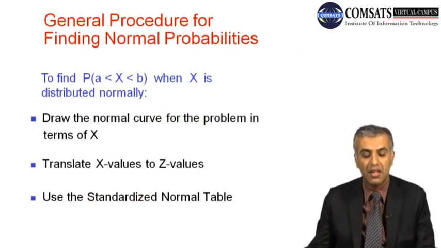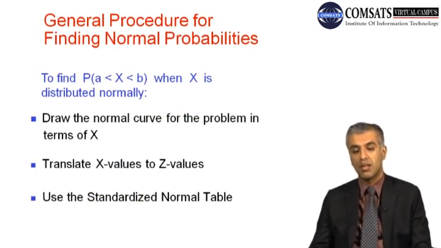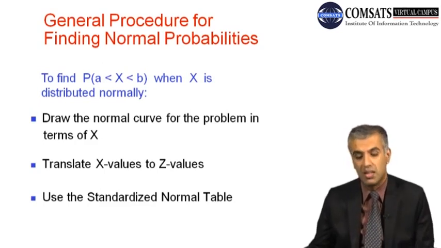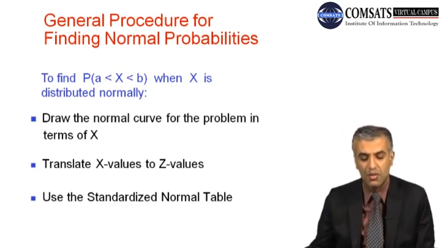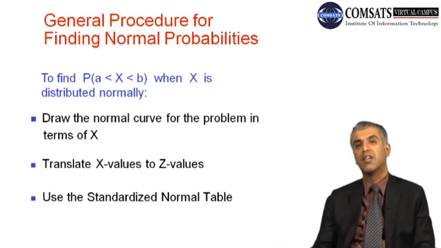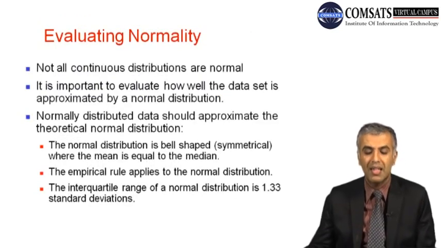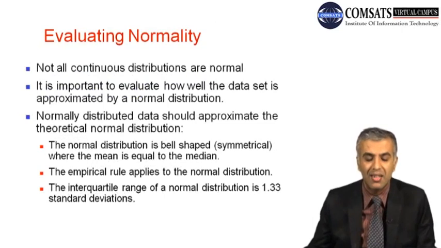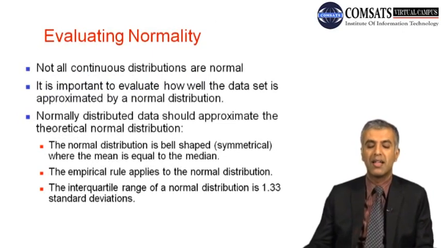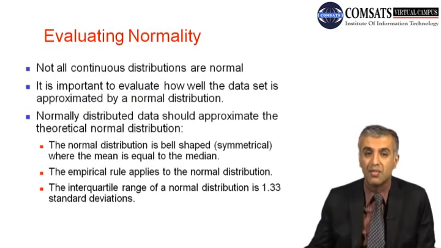Then we had a discussion on the general procedure for finding normal probabilities, and in this case you can see how we drew the normal curve for the problem, and then how we first have to translate the x values to z values, and then we can use the standardized normal table to go through our z values. So normality of data is evaluated through this normal curve, and again it should be bell-shaped, and again it is vital that the empirical rule is applied.